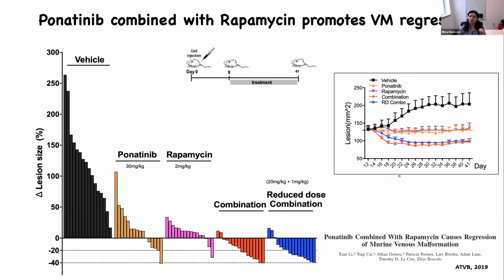Also with this other type of graph, when we look at the lesion size longitudinally, you can see that we can push a regression in size, but there is no rebound.